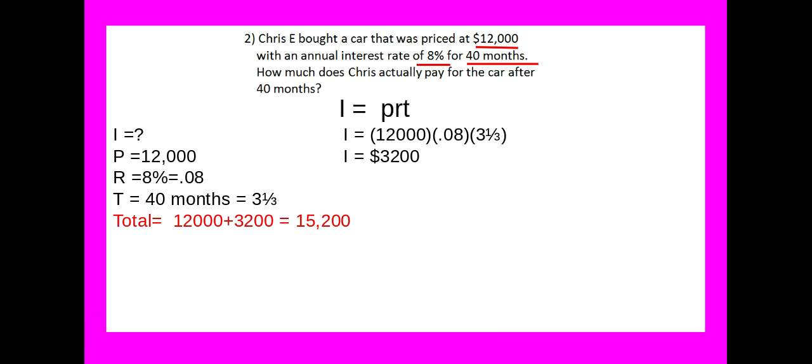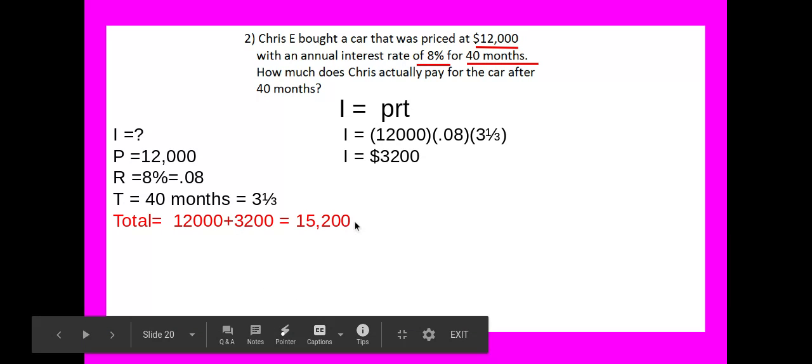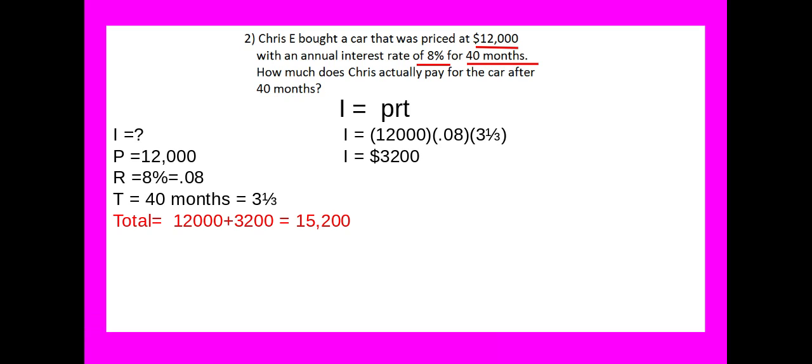We're picking back up after where we left off. We finished this problem saying that 12,000 plus 3,200 is 15,200. Okay, so flip it over to number three.